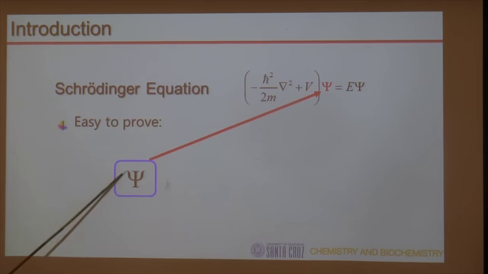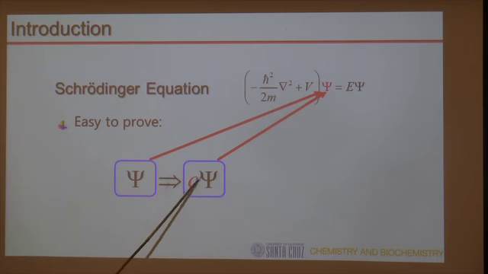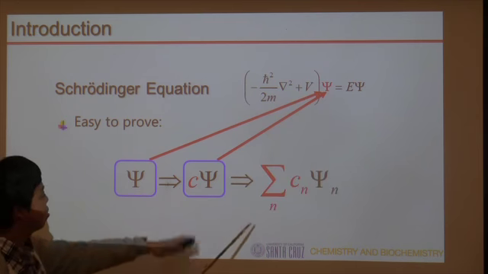then we can multiply by a coefficient c in front of the wave function. And we can also prove that this c times the wave function is also another solution for this Schrodinger equation. Okay, so we can easily prove that. And we get one more.